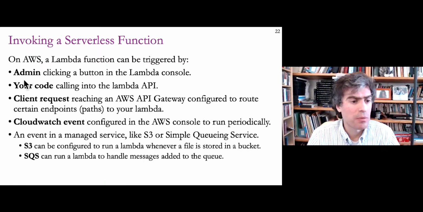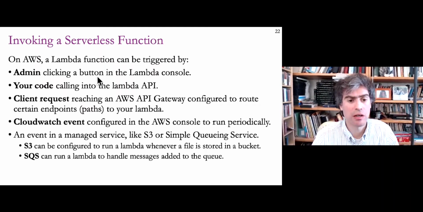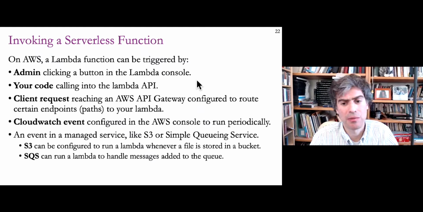An example might be that you, as the administrator, can click a button in the Lambda console to launch a particular serverless function. So you can start it manually. You can provide certain inputs to it, just like any other function in a programming language. There are inputs to your serverless function. You can provide some inputs and click a button to run it. Okay, that might be useful for testing. Probably in practice, that's not something you do very often.